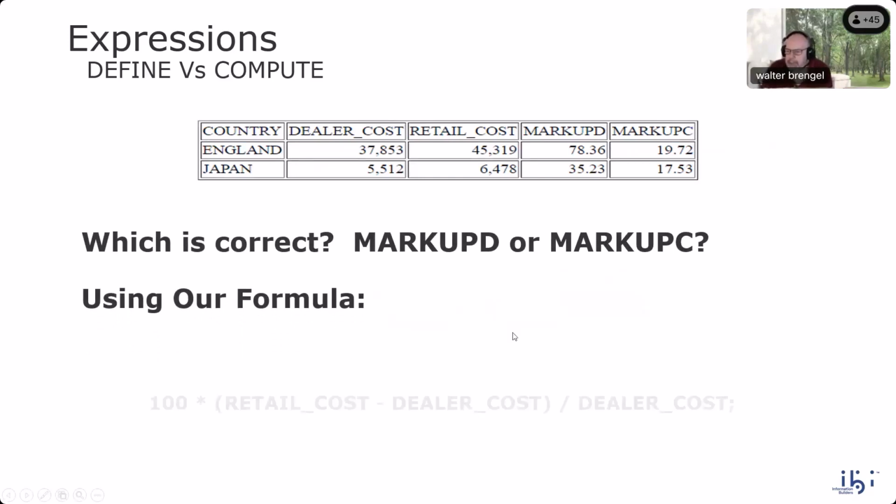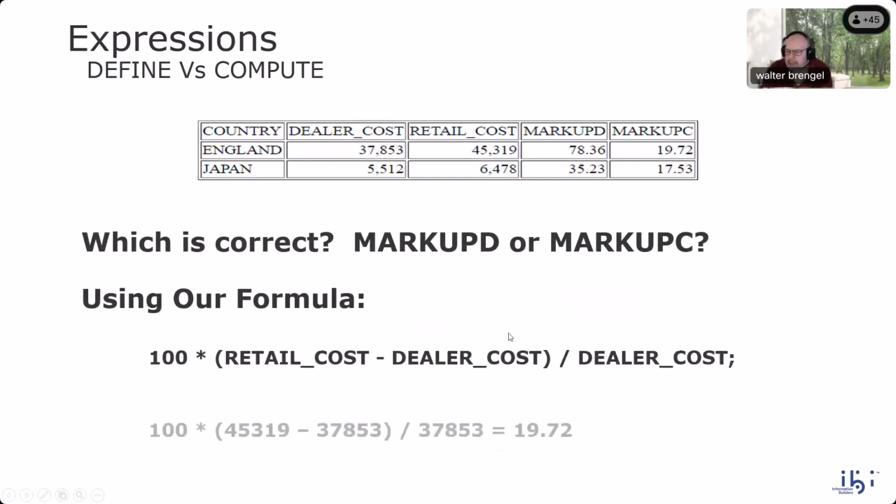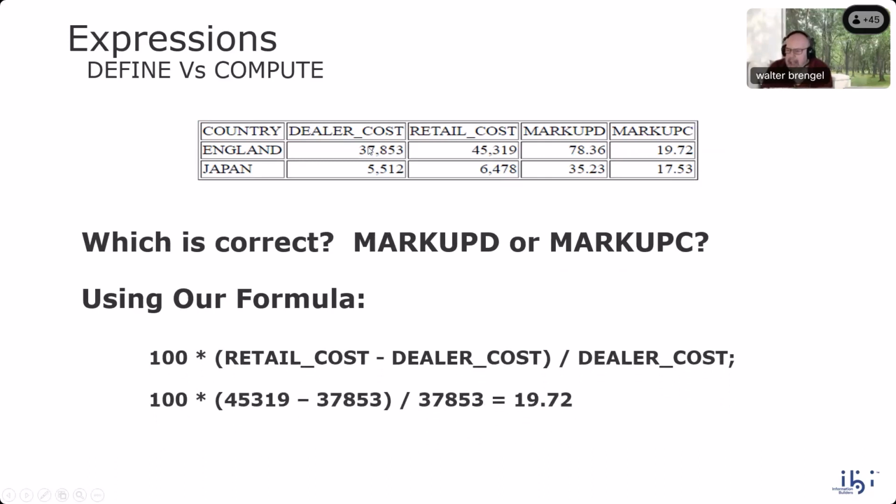Here's our formula. I calculate the value using the values I see on the output. If I use these values, then I get 19.72, which is the markup C. So what does that prove? That proves that the compute happened after we aggregated the values.